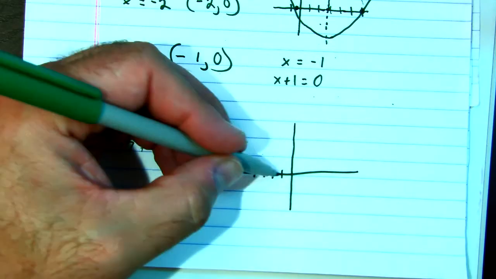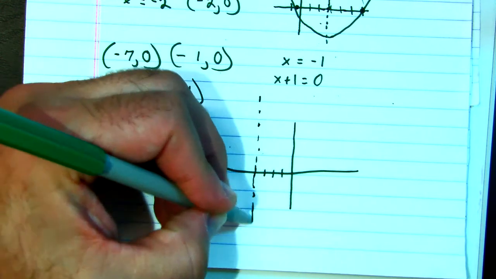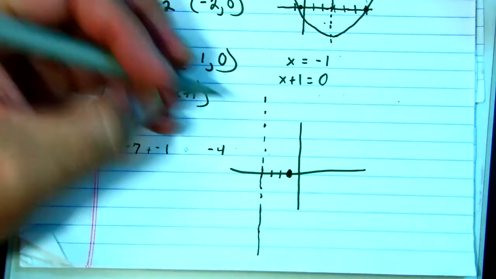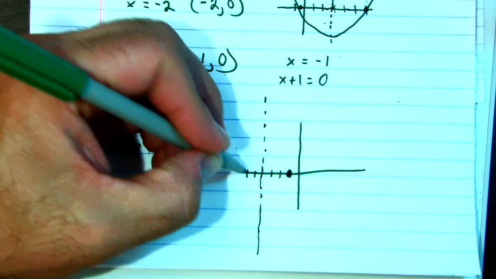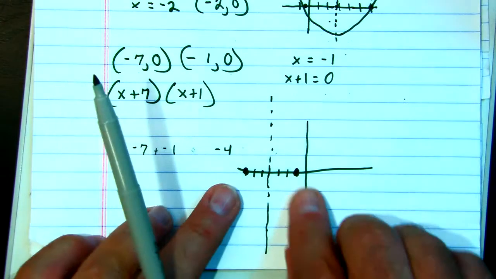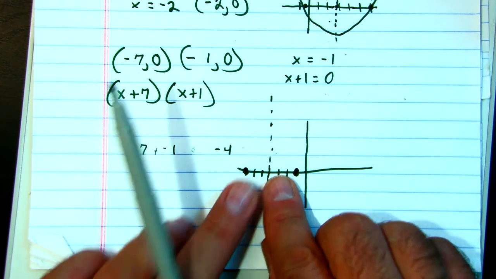So this time I'm counting by ones. 1, 2, 3, 4. Here's negative 4. Which means this is my axis of symmetry. Negative 1 is one of my points, and 5, 6, 7. Negative 7 is another one. Notice, they are the same distance from the axis of symmetry.